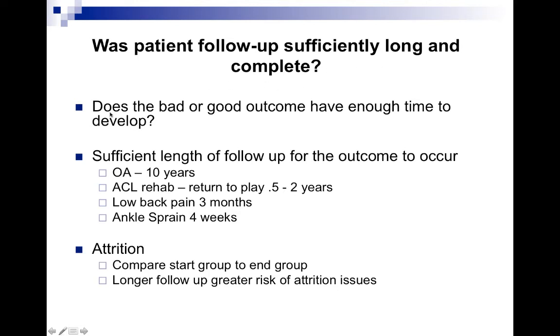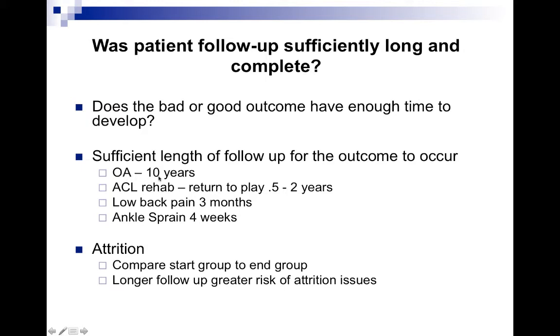Essentially here what we're concerned with is whether there is sufficient length of follow-up for the outcome to occur, one way or the other, good or bad. Some extreme examples: if we think something is predictive of knee OA, we might have to wait too long to see that outcome. A 1-year study would miss the outcome. The arthritis wouldn't have had time to develop.